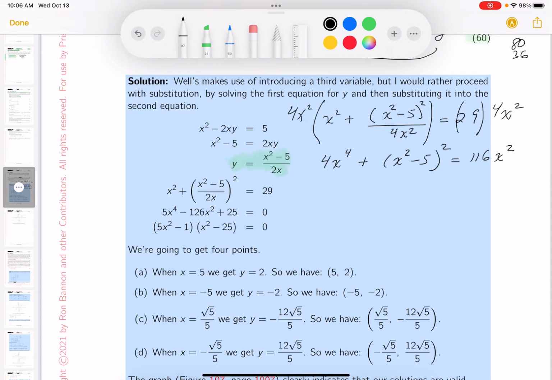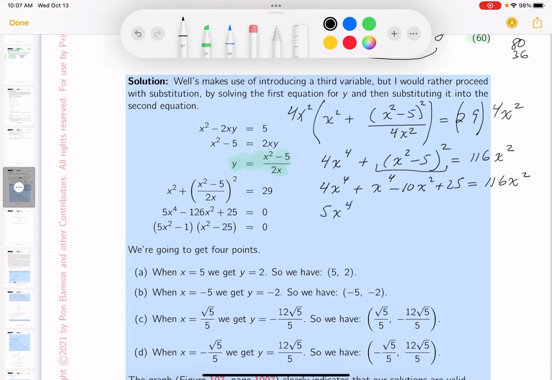All right, I got some more work to do. And again, I'll look at the key later. But right now it's going to be 4x to the fourth plus x to the fourth. I'm squaring this term over here, by the way. Minus 10x squared plus 25 equals 116x squared. I've got some work to do here, don't I?